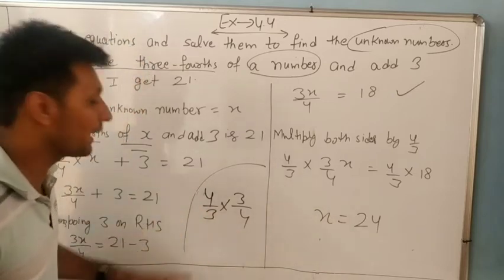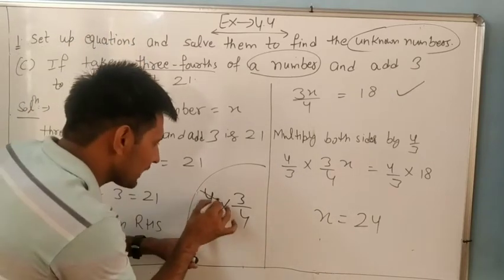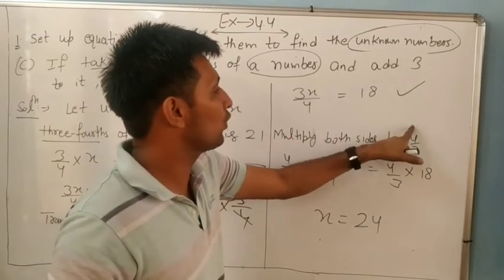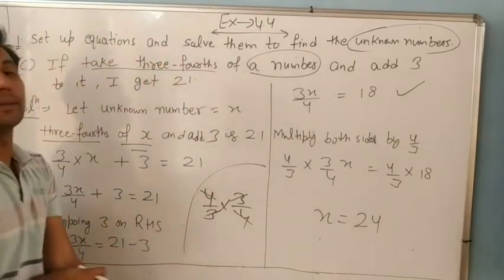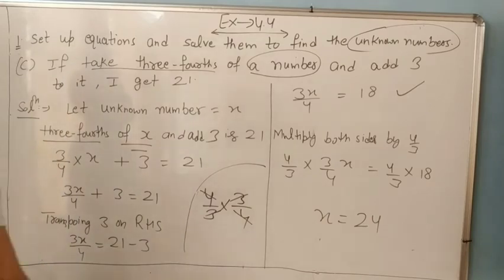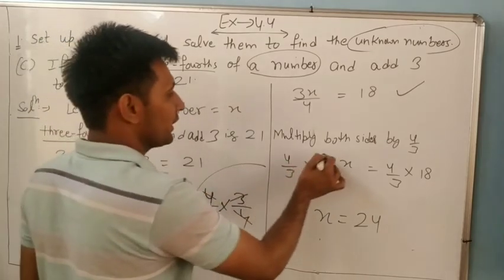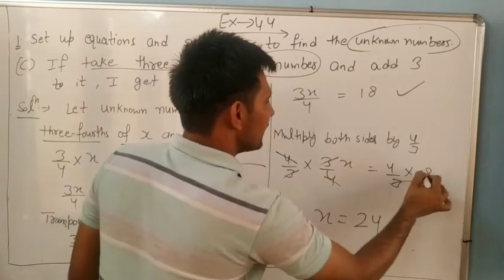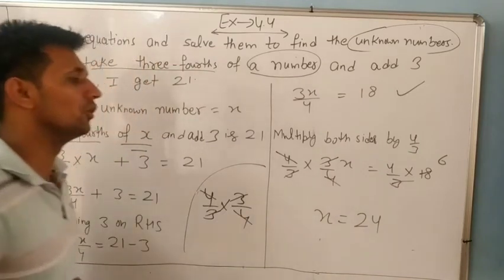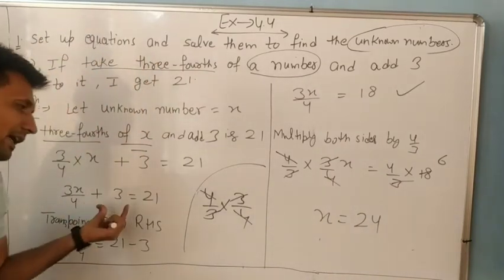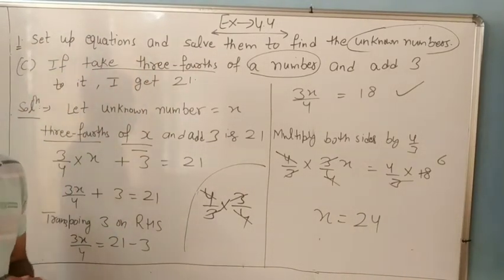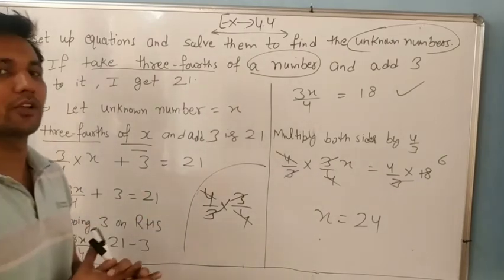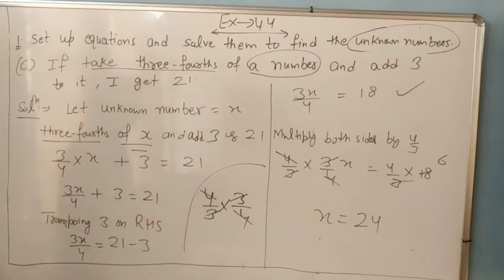We will multiply both sides by 4/3. 4 cancels 4, 3 cancels 3. So 4/3 times 18 gives 6 times 4, so x is equal to 24. This question is the same as the questions of exercise 4.3, dear.